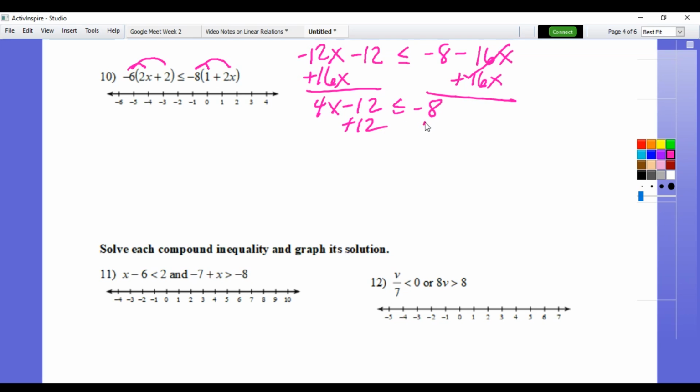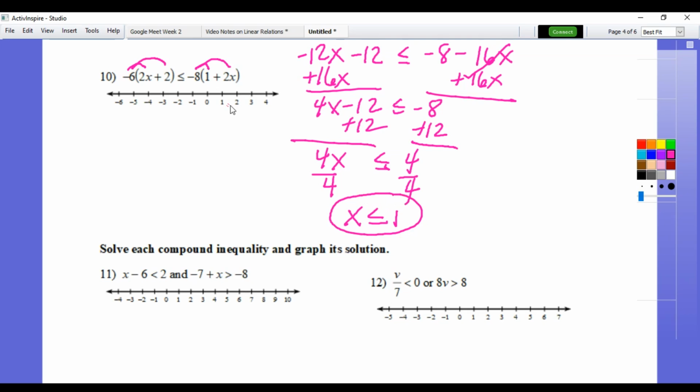I'm going to add 12 here, add 12 there. 4x less than or equal to 4. Divide by 4, divide by 4. x is less than or equal to 1. 1 is right here. It's going to be closed because there's a line there, and that's pointing to the left.